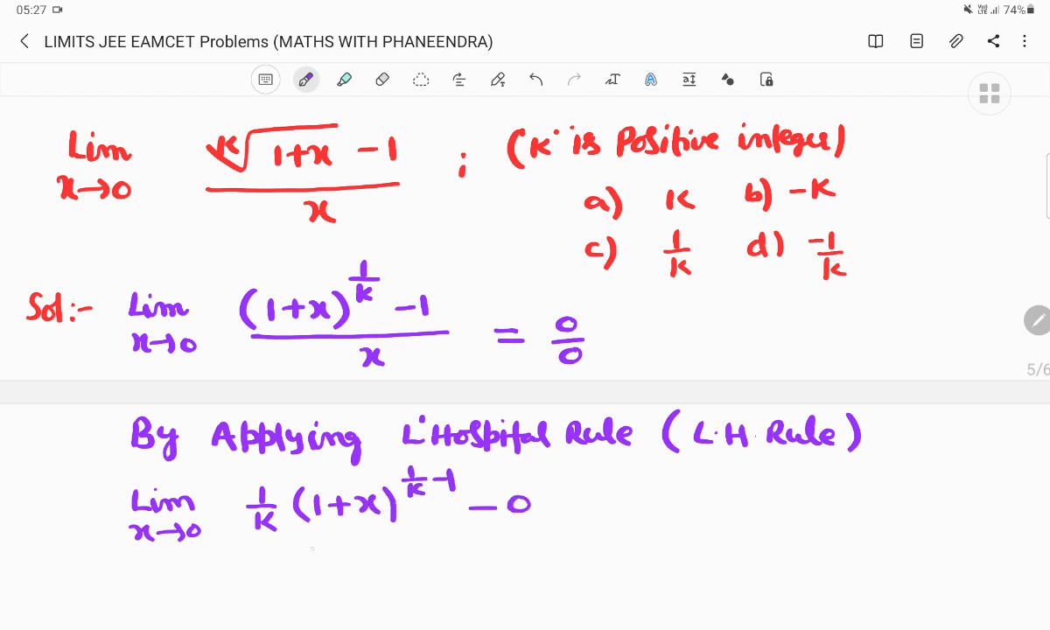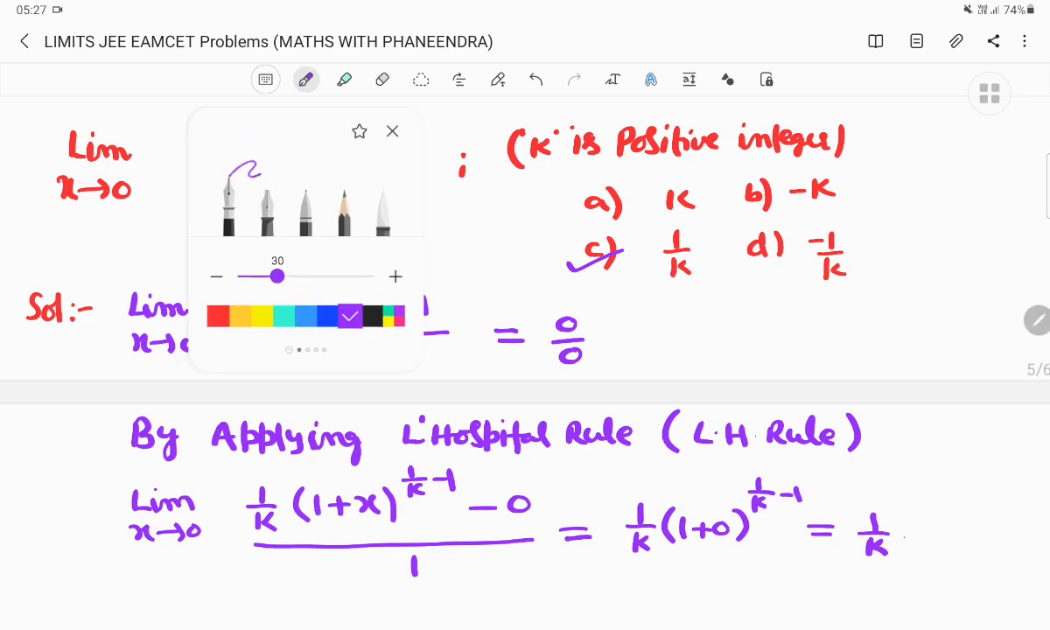The constant's derivative is 0, and the derivative of x is 1. Wherever x is there you have to replace it with 0. So 1 by k, 1 plus 0 whole power 1 by k minus 1. 1 power anything is 1 only. So ultimately the answer is 1 by k. This is the way the L'Hospital rule is utilized. One more example we will consider.